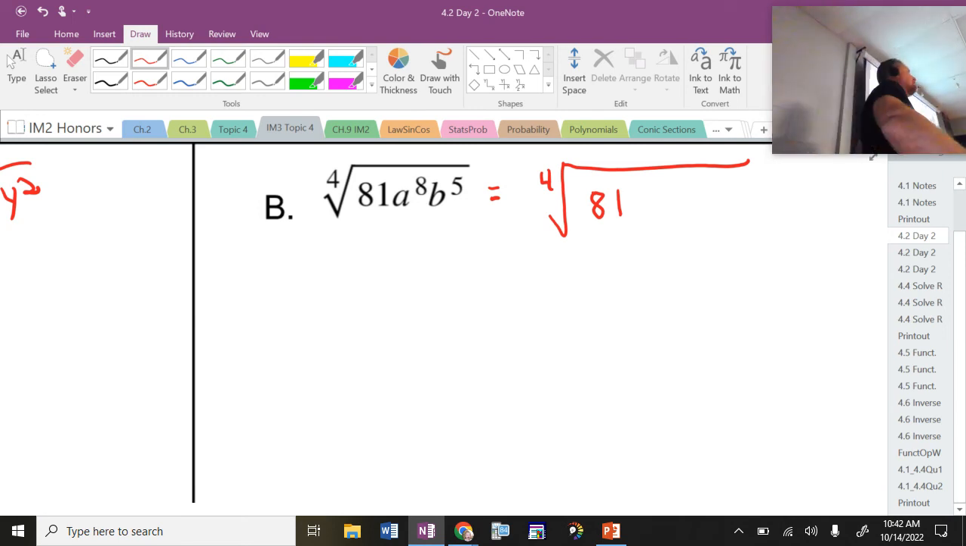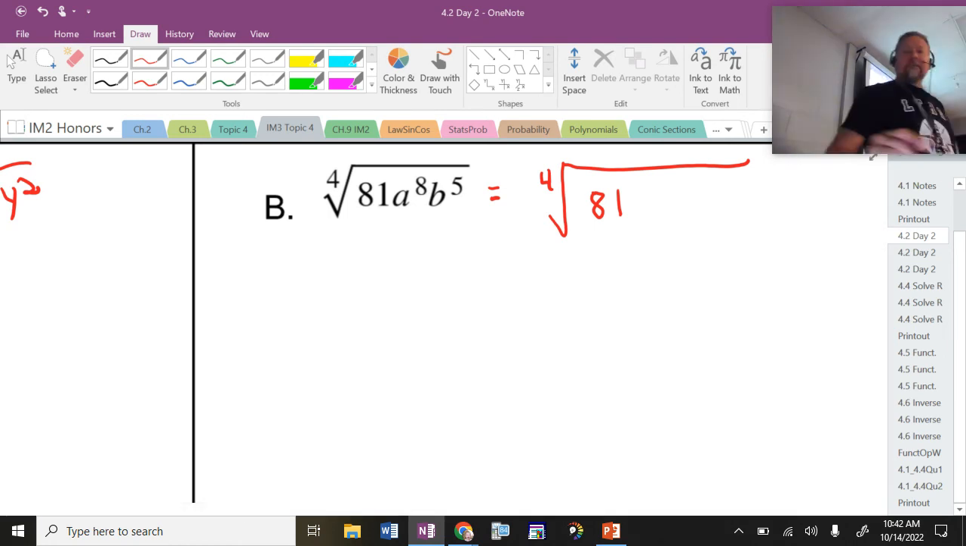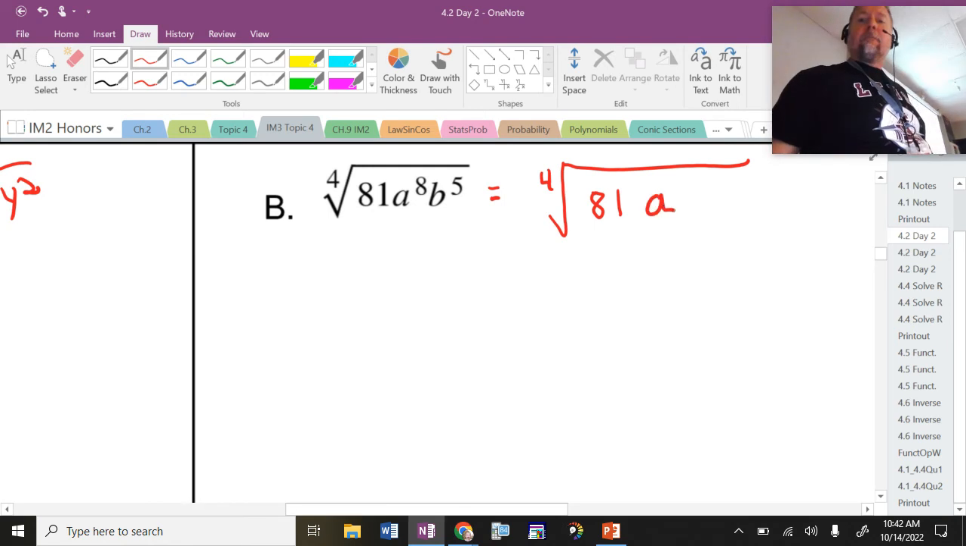By the way, from yesterday's notes, is a to the 8th a perfect fourth root? Yes or no? 3, 2, 1, go. Oh, no, you didn't do your homework yesterday? Let's ask one more time. Is a to the 8th a perfect fourth root? Yes or no? 3, 2, 1, go. Yes. Okay, so I'm going to write a to the 4th there. And I'll just hold for a minute.